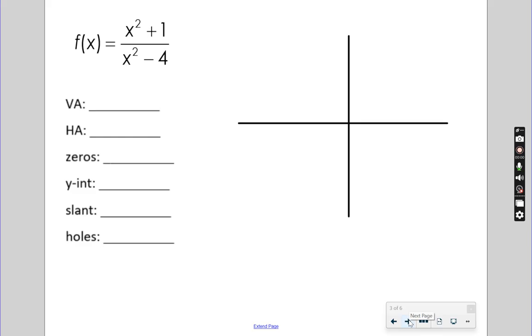X squared plus 1 over x squared minus 4. Factor everything first. So let's see. This is x plus 2, x minus 2. Can we factor the top? No. Okay, so if I know nothing's going to cancel, there are no holes in this one. All right. What about vertical asymptote? What's the vertical asymptote? X equals plus or minus 2. There's 2 of them. So 1, 2.